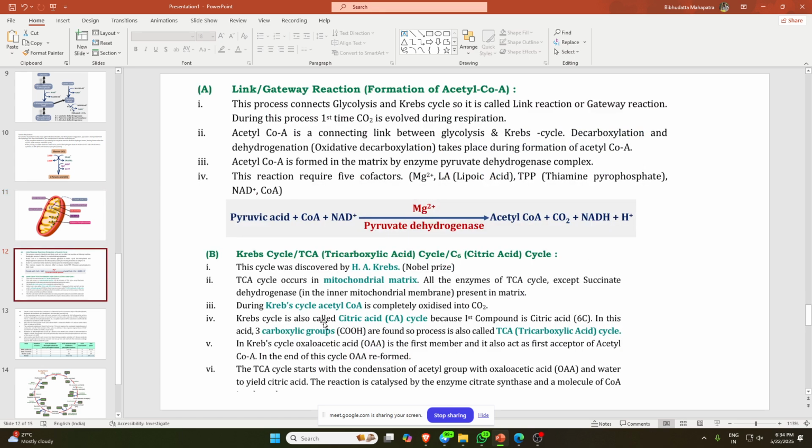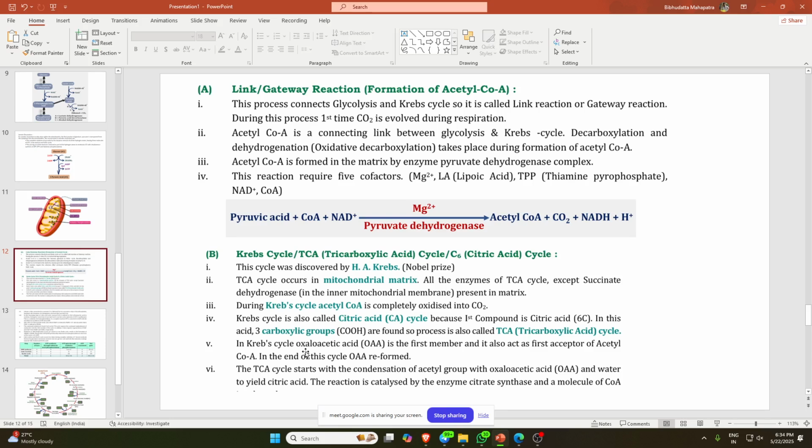So the Krebs cycle is also called the citric acid cycle because the first compound is a 6 carbon compound, citric acid. In this acid, 3 carboxylic groups are formed, so the process is called the TCA, tricarboxylic acid cycle. In the Krebs cycle, oxaloacetic acid is the first member and is also the first acceptor of acetyl coenzyme A. So who is accepting the acetyl coenzyme? Oxaloacetic acid, a 4 carbon compound.